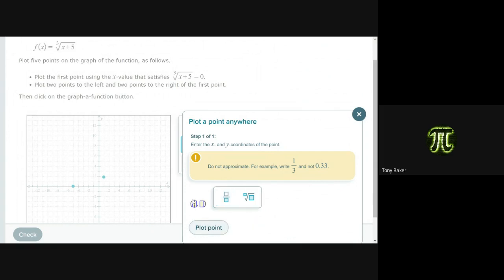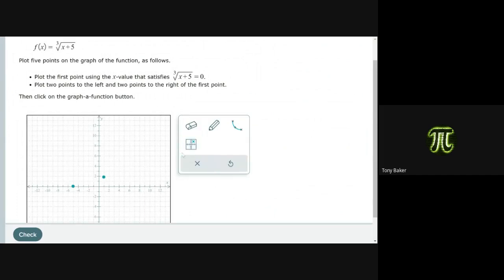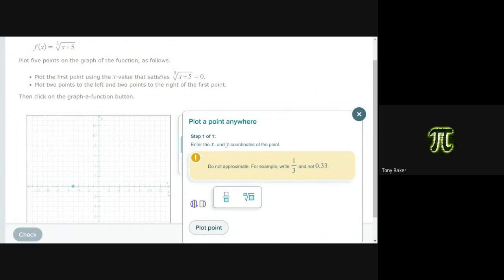And then what's 2 plus 5? Oh, sorry. I shouldn't have used 1, actually. Totally messed that one up. It's okay. What point should I have used next? I did -5. What should be the next one? -4 should have been my next one. -4 plus 5 is 1. The cube root of 1 is 1.